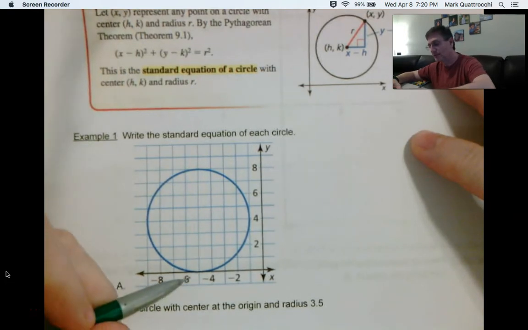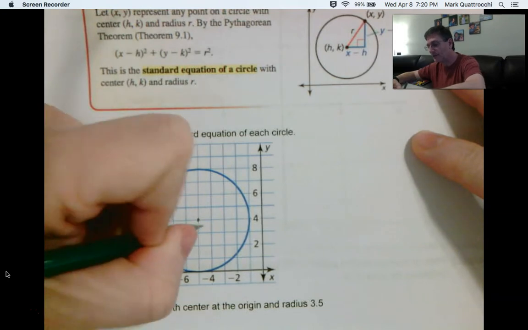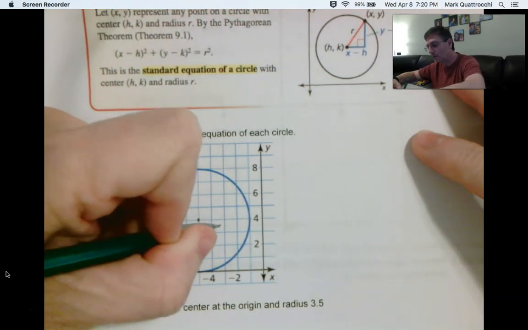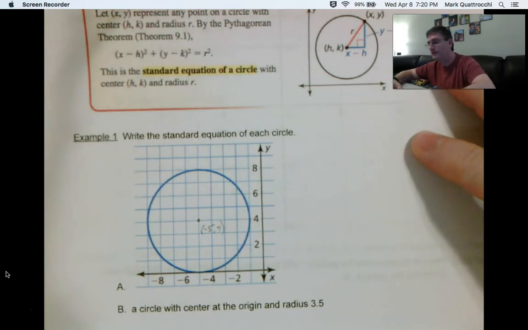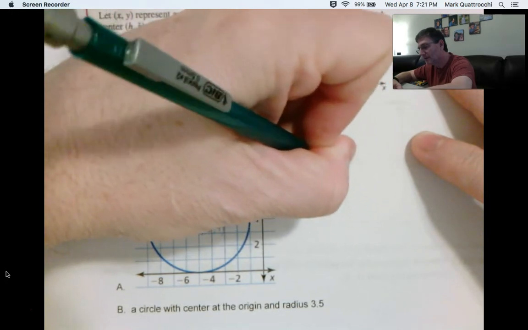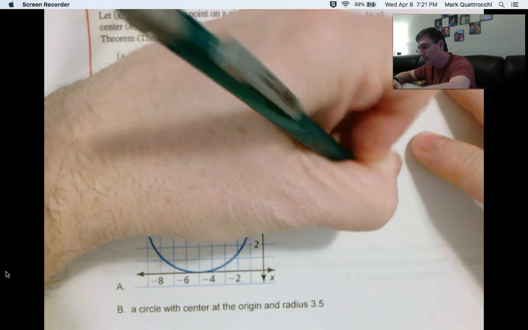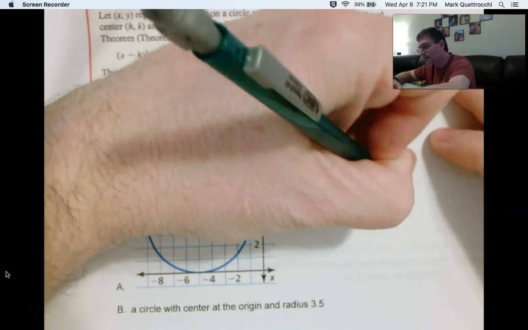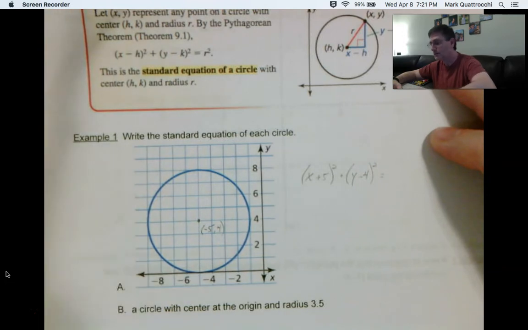So the center of this circle in part A, right here, is at -5, 4. We plug that into the standard equation for a circle. We get x plus 5 squared plus y minus 4 squared equals, the radius is 4, 4 squared is 16.